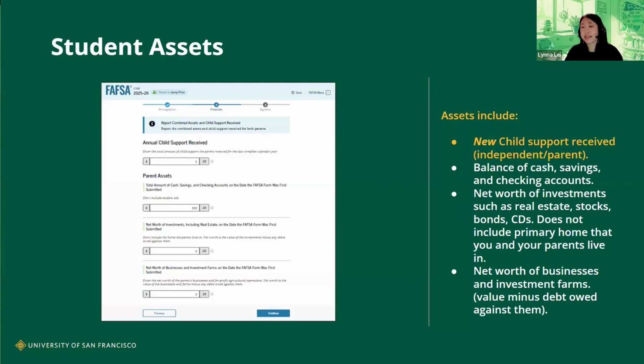Okay, so for the assets section, you'll also be asked to include the balances of any cash, savings, and checking accounts, and the net worth of investments such as real estate, stocks, bonds, and CDs. You do not include the primary home as an asset. The primary home is the home that you and your parents live in. And then you would also include the net worth of any businesses and investment farms. The net worth would be the value minus any debt owed against them.